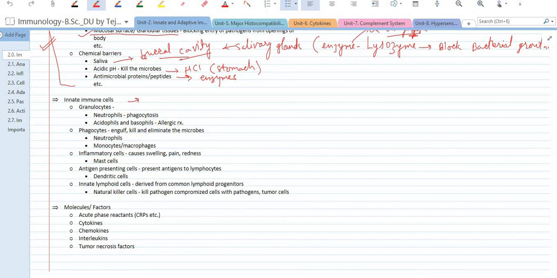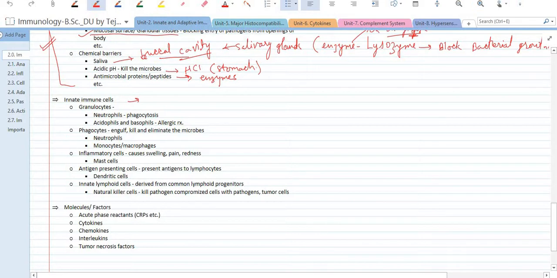Okay, so now our second part of this innate immune system is about the innate immune cells. These innate immune cells contain different types of cells. Actually, there is a long list of these innate immune cells, but I am taking only a few examples on the basis of their work.